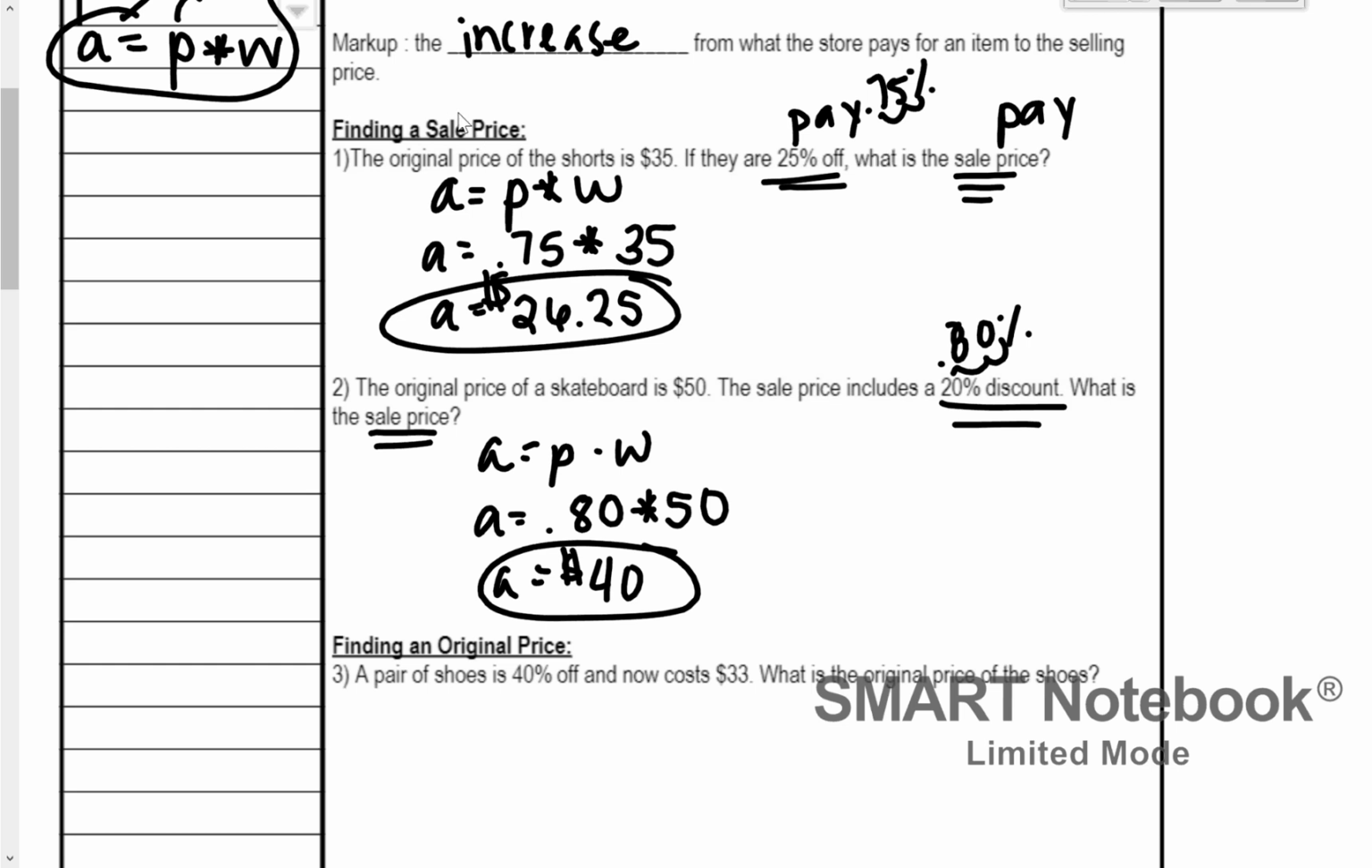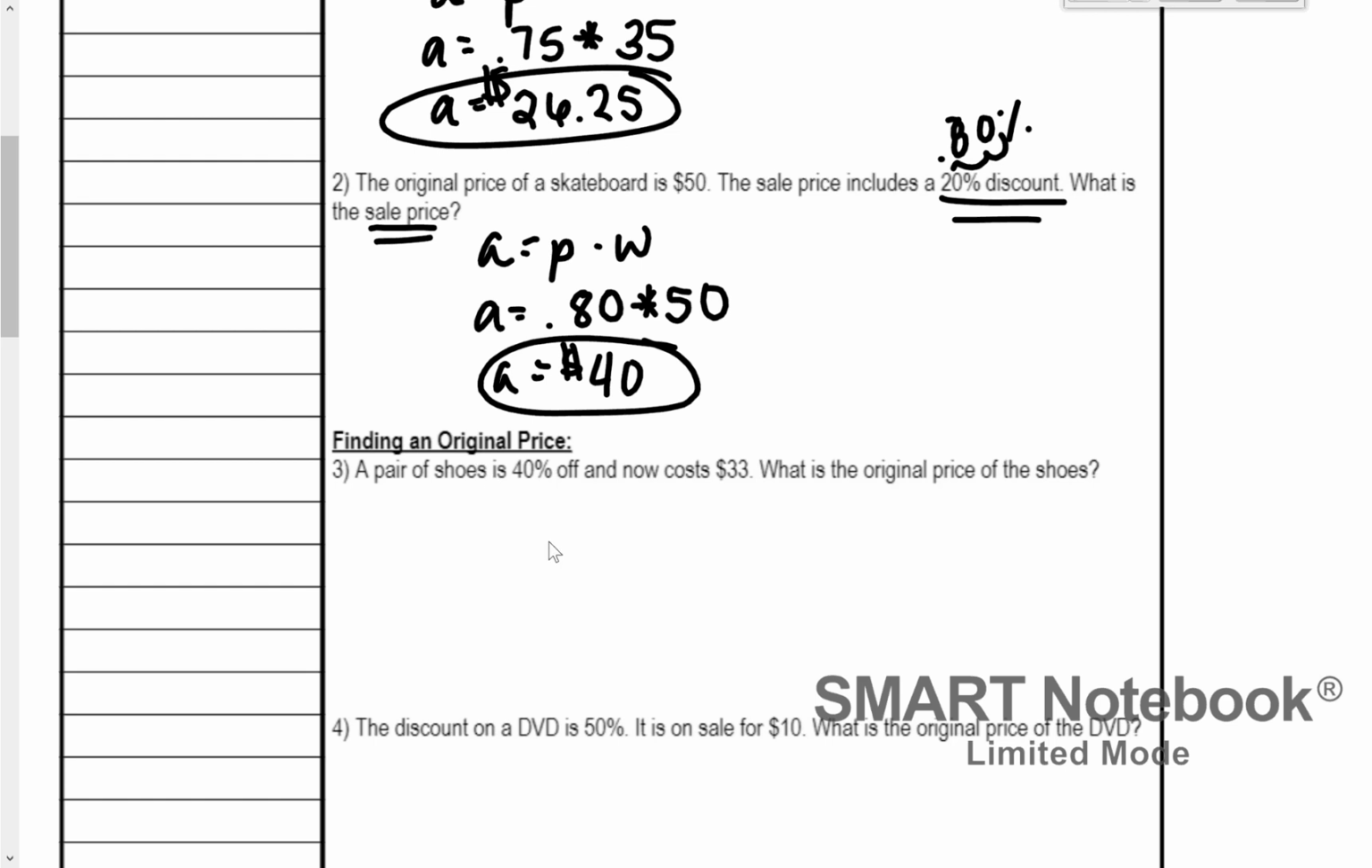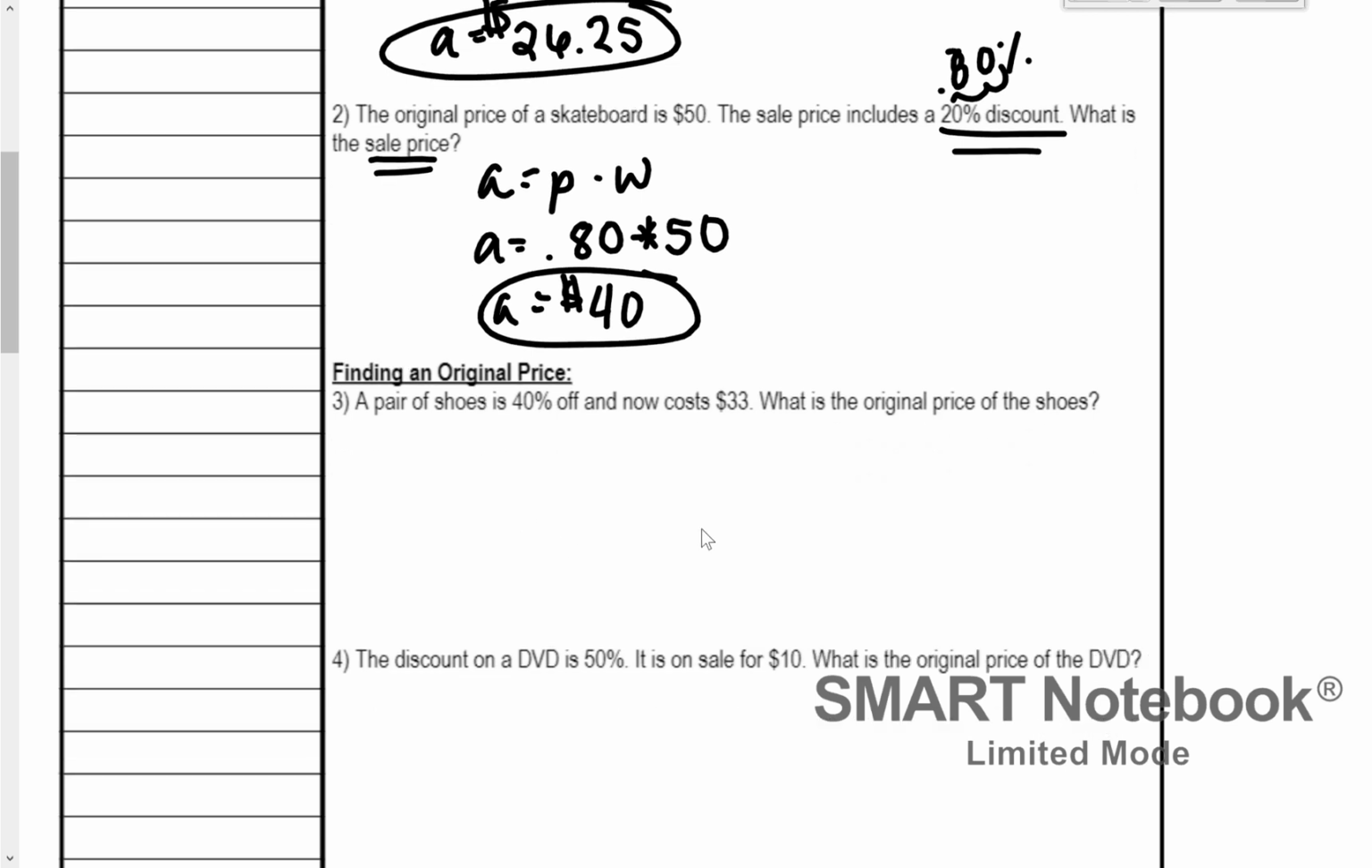All right, so that's how we find a sale price. Now, to find an original price, we use the same equation. Our part equals our percent times our whole.